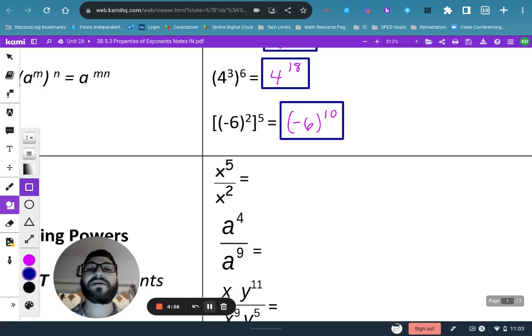And negative 6, parentheses to the second, parentheses to the fifth. 2 times 5, we get 10. We don't have to multiply out that negative or that 6, so we just leave that all inside for our base. Remember, our base doesn't change when we're working with exponent properties.